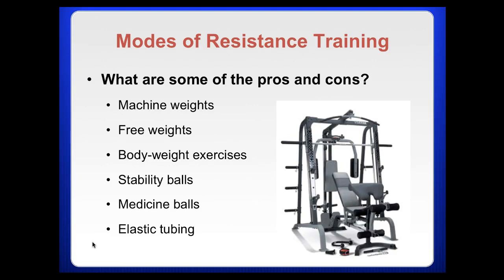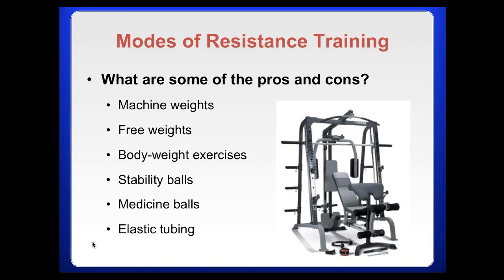All right, now I want you to pull out that packet that I gave you in class because we are going to talk about modes of resistance training. And each of these listed here, machine weights and on, are different modes. So we're going to talk about the pros and cons of each of these. So first are machine weights. They're designed to train all major muscle groups.